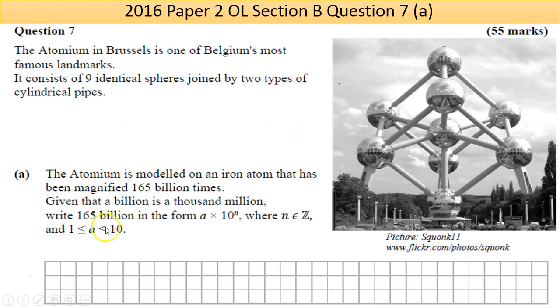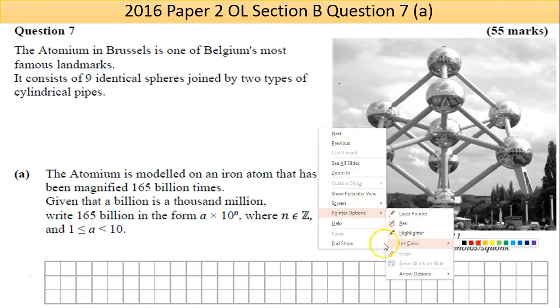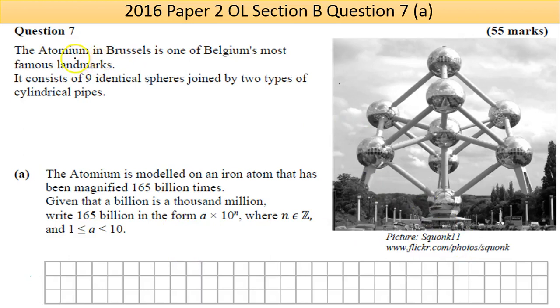Before we tackle every section, I'm assuming that you've paused the video and given it your best shot, so you're familiar with the question and have read it a number of times. The Atomium in Brussels is one of Belgium's most famous landmarks. Who cares? It consists of 9 identical spheres joined by 2 types of cylindrical pipes. So 9 spheres, let's put them in a circle or whatever, and 2 cylindrical pipes. Let's just get my brain around it.